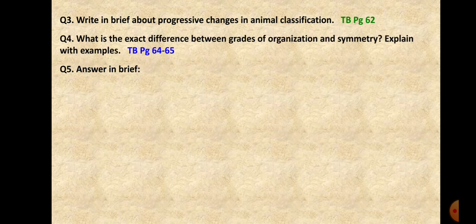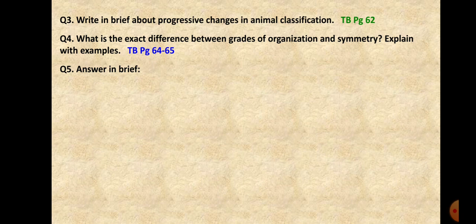The next question is, what is the exact difference between grades of organization and symmetry? Now, this answer is given on page number 64 and 65. So, just open page number 64 and 65. So, 64 and 65, the grades of organization are given, and on 65, the body symmetry is given. So, you have to write the differences in both of these two criteria.